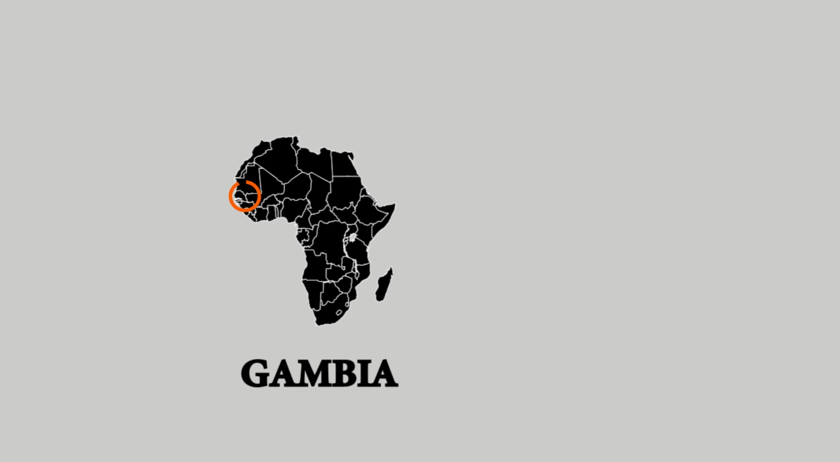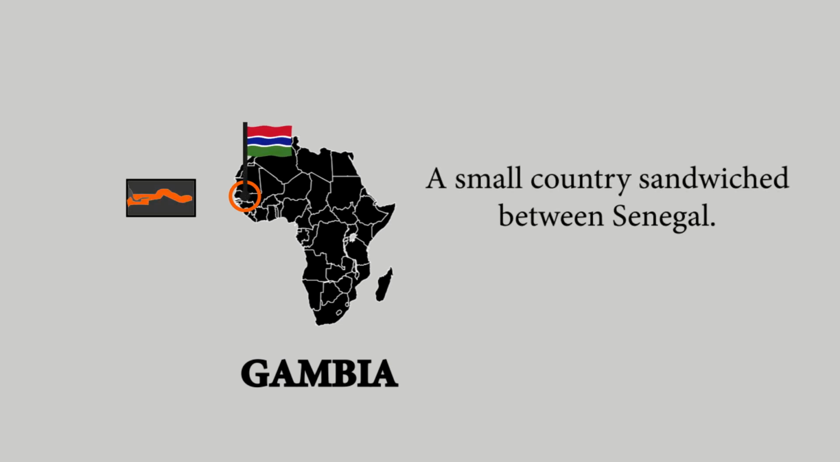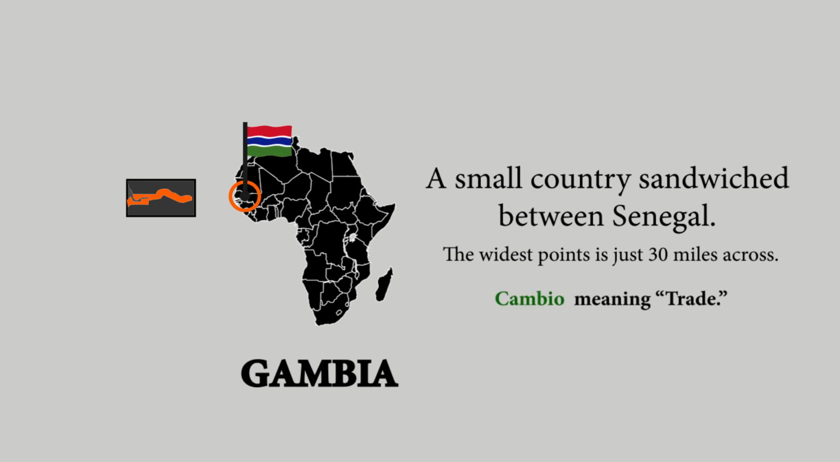Gambia. The Republic of the Gambia is a small country sandwiched between Senegal on Africa's west coast. This country has a bizarre and tiny shape, with its widest point being just 30 miles across. In addition, it has the river Gambia running through its center, and it's from the river that it got its name. The name Gambia comes from the Portuguese word cambio, meaning trade.